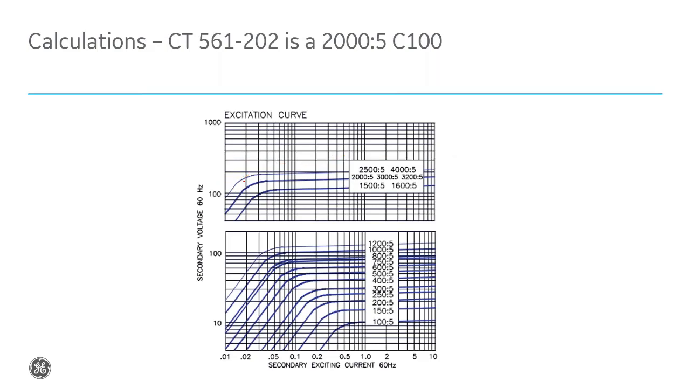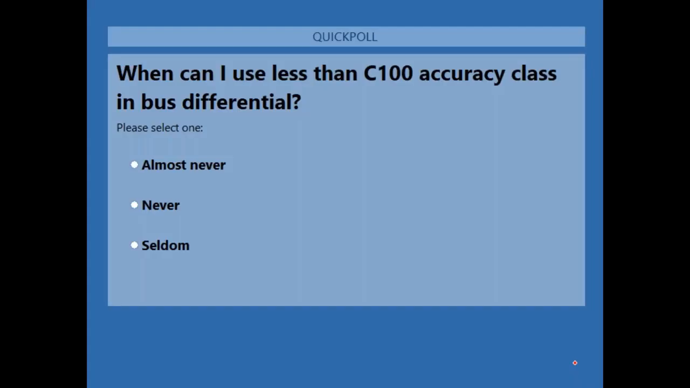So this brings us to our next poll question. So John, you want to open the poll? And the poll question is, when can I use a C100 in bus differential? And choices are almost never, never, and seldom.